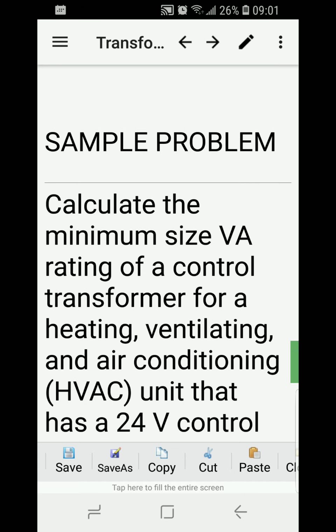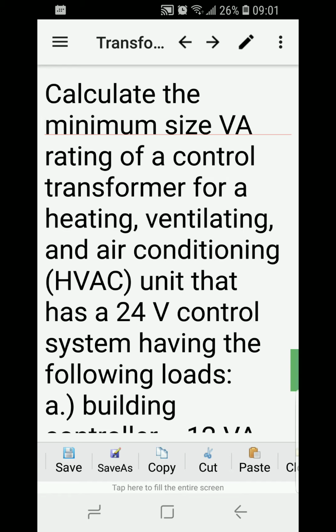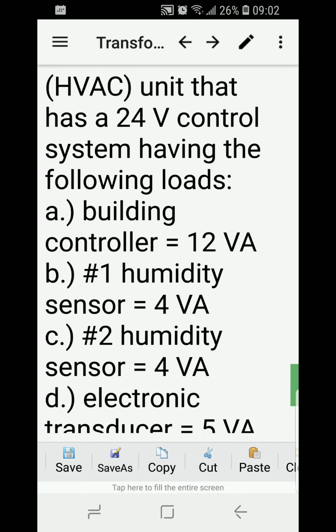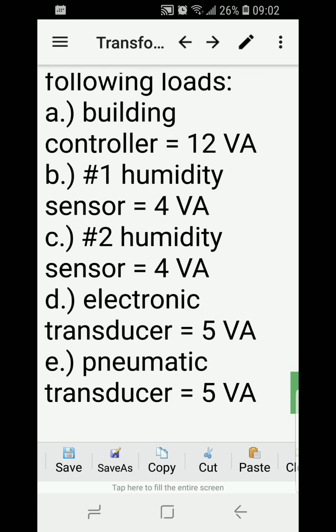Okay, so problem number 3. Calculate the minimum size VA rating of a control transformer for a heating, ventilating, and air conditioning HVAC unit that has a 24-volt controlled system having the following loads. So this is a 24-volt system. It has 5 loads.